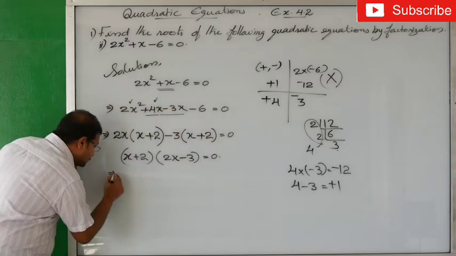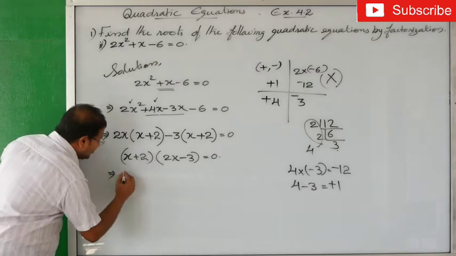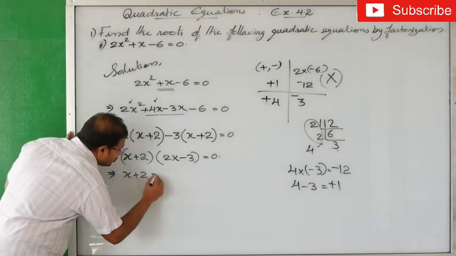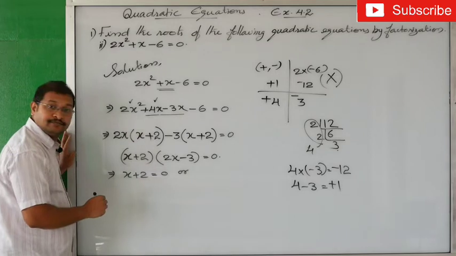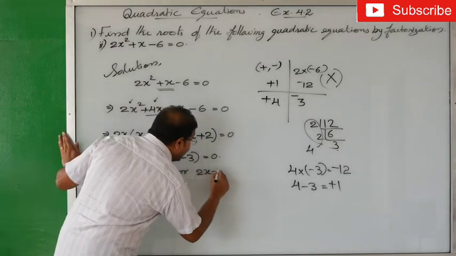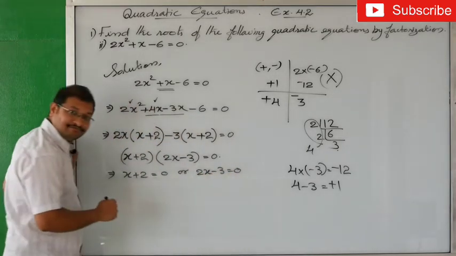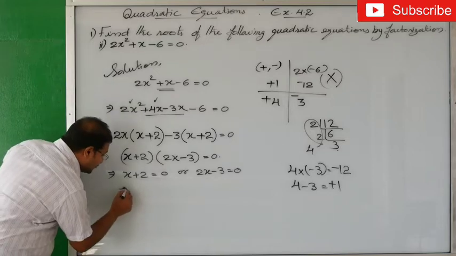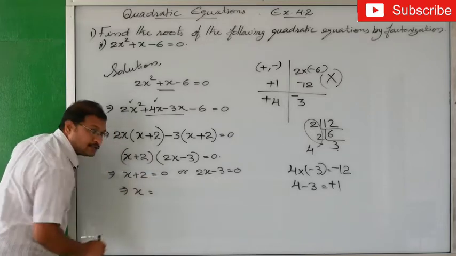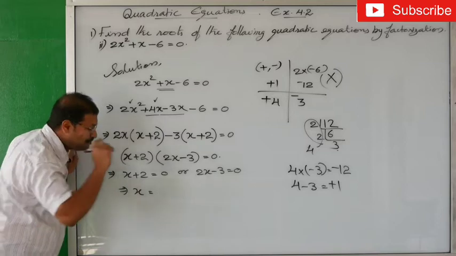Ready? This implies what can you write now? Yes. x plus 2 equal to 0 or 2x minus 3 equal to 0. Ready? This implies x equals, plus 2 goes to the next side, minus 2.